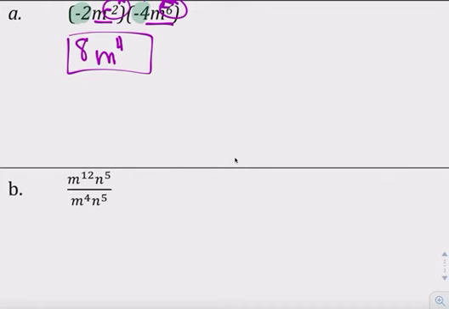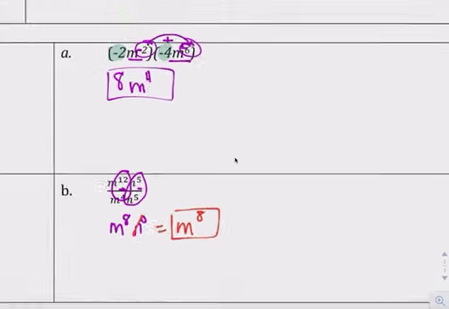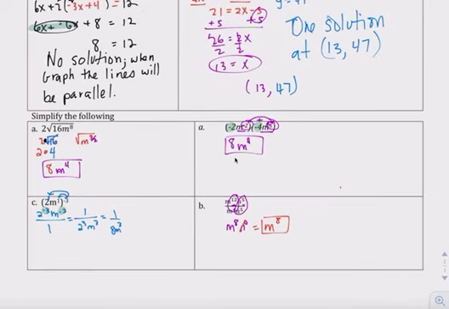Okay, how about this one? What do you do with the exponent? You subtract them. Quotient rule of powers. You get m to the 8, and then n to the... 5 minus 5 is 0, right? So what's n to the 0 power? Anything to the 0 power is 1. 1 times m to the 8 is just m to the 8. Okay? And that's the back of the worksheet.